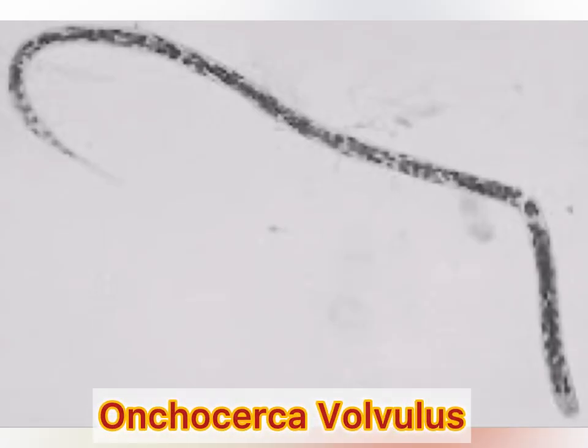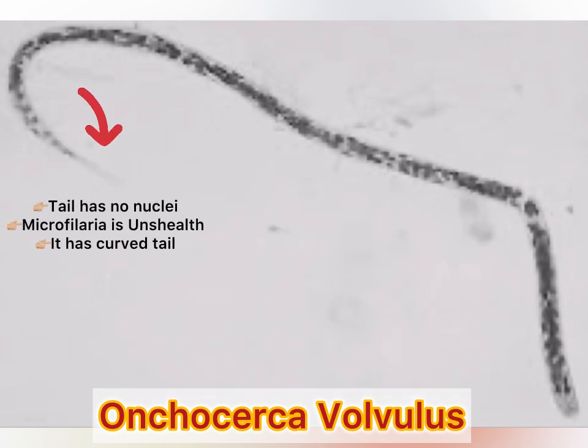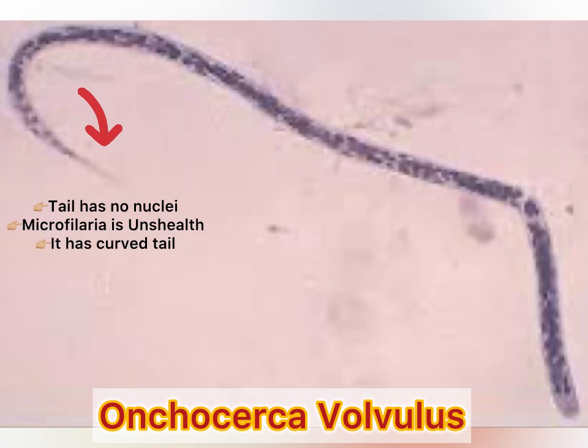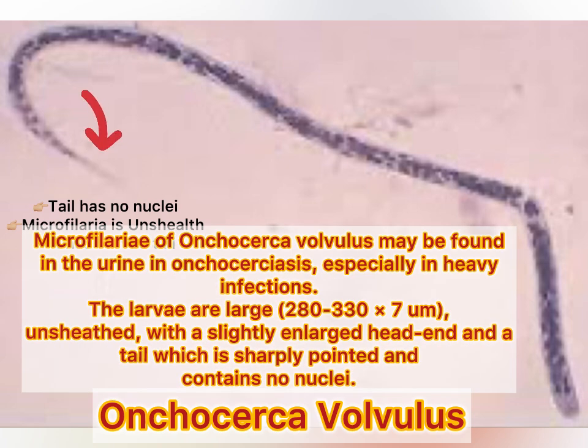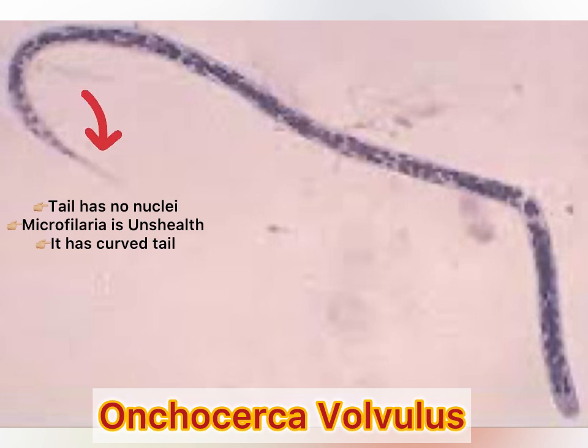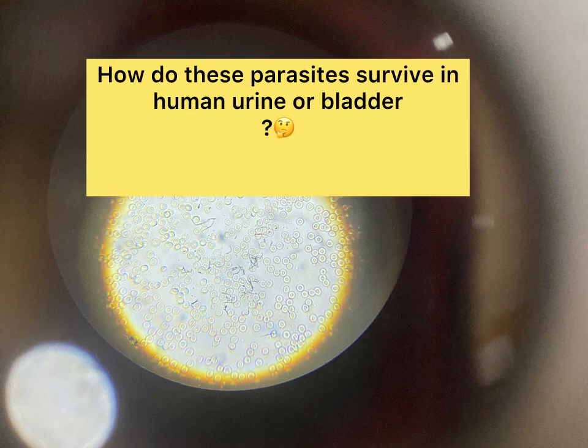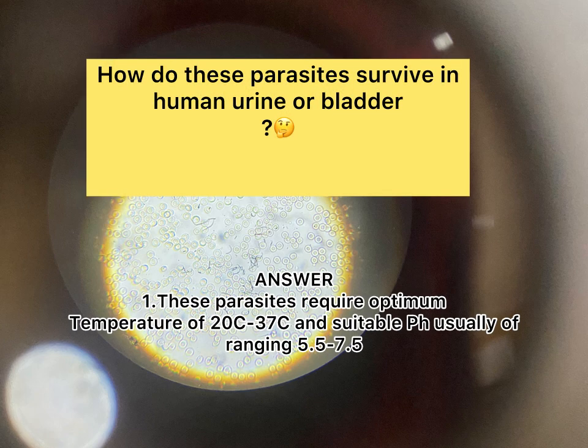The last parasite is Onchocerca volvulus. This parasite causes onchocerciasis. The larvae are large. They are about 280 to 330 by 10 micrometers. It also has an unsheathed membrane with a slightly enlarged head and a sharply pointed tail that contains no nuclei at the tip. The parasite can survive in a pH range of 5.5 to 7.5, and due to these conditions, they are able to breed and multiply. That is why they're able to cause infections.